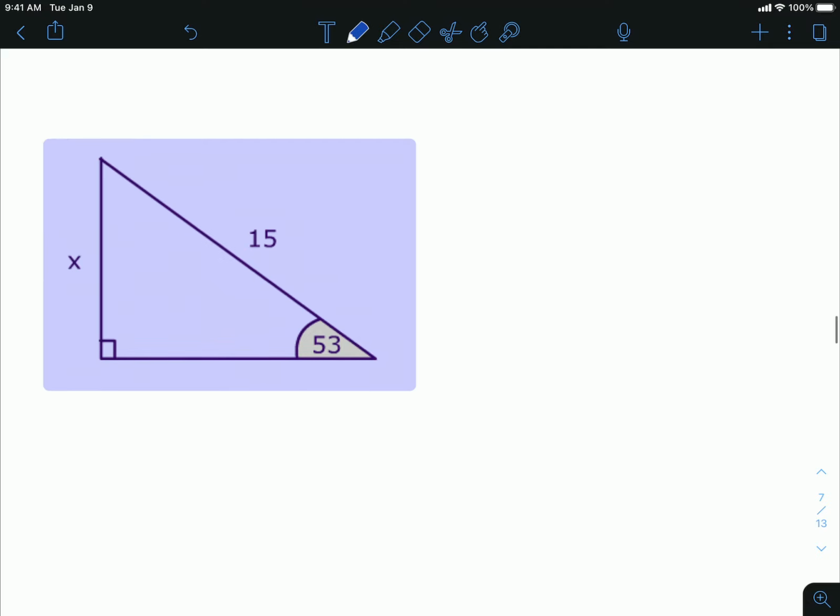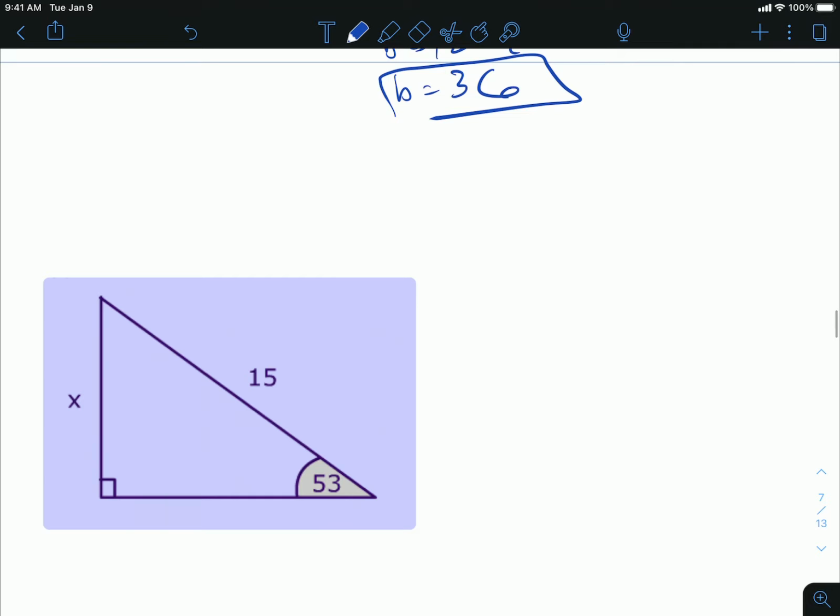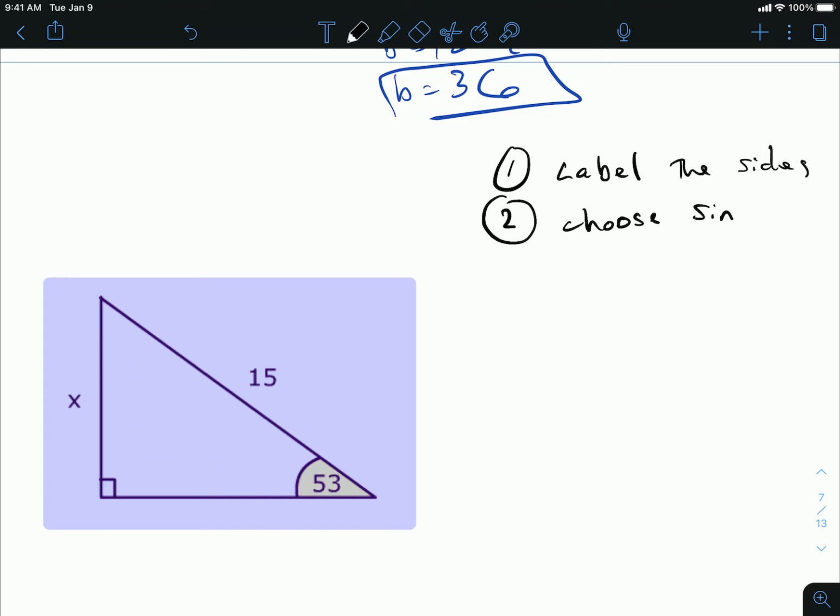So here's what we're going to do, okay? Here's a little recap from yesterday, and I'll write the steps. These are the steps you guys are going to go through trying to solve these questions, right? So let's say step 1 is label the sides of the triangle, okay? Step 2, you're going to choose sine, cos, or tan.